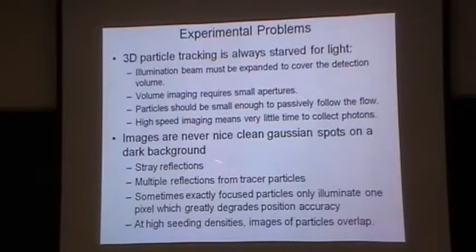There's always multiple reflections from your tracer particles, and this leads to interference patterns that can be quite complicated involved in the imaging. Sometimes, and Dan mentioned this yesterday, sometimes you get an exactly focused particle that only illuminates one pixel. And you think that perfect focusing is a good thing, but that's bad, because we measure the position of these particles to a tenth, even sometimes a 20th of a pixel in these systems. And if suddenly my particle goes from being 3 pixels wide to being 1 pixel wide, suddenly my position accuracy goes from a 20th of a pixel to 1 pixel. Or maybe half a pixel, because I have no idea where it fell on that pixel if I only have 1 pixel illuminated. So these kind of things you have to work out.